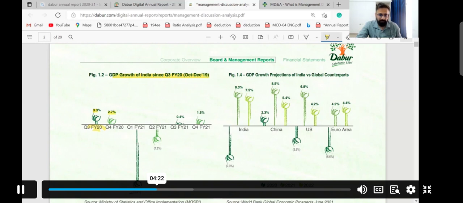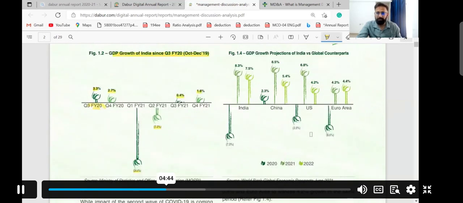Then there was a sudden decline, that was 24.4%. And in Q2 of financial year 2021, there was a decline of 7.3%. Then in Q3, GDP started growing, right? So if you see here, now projections are given. GDP growth projection of India versus global counterparts. So these are the projections given. You can read it for 2022, right?